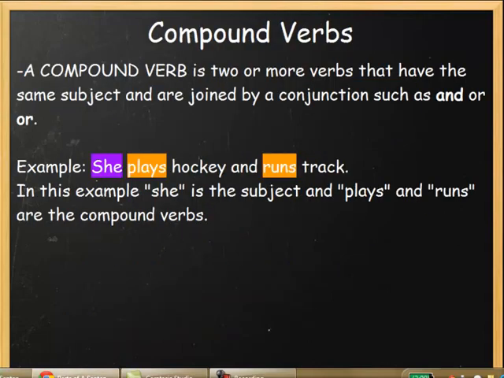Compound verbs. So the compound verbs are two or more verbs that have the same subject, and they're joined by a conjunction such as and or. The example we have here: she plays hockey and runs track. Plays and runs are verbs that both describe what she is doing. So she is the subject. Plays and runs is a compound verb.